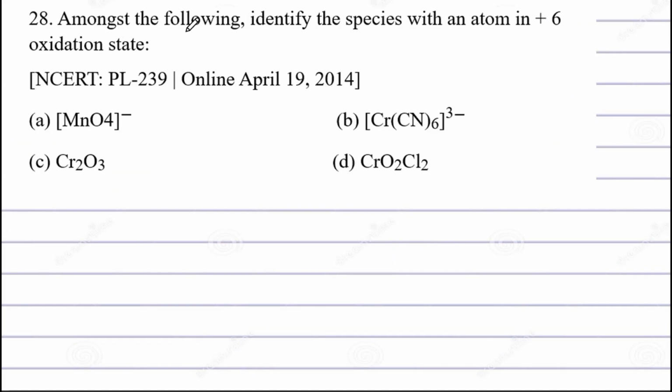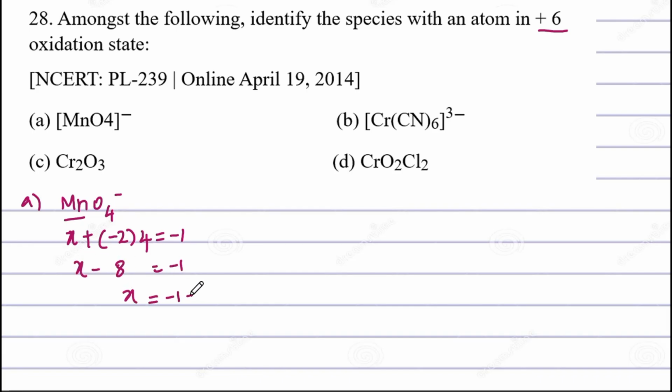Next question is, amongst the following, identify the species with an atom in +6 oxidation state. First option is MnO4-. Oxidation state of manganese, X plus oxygen atom will have the oxidation state of -2 into 4 equal to -1. X -8 equal to -1. X is equal to -1 plus 8. So the value of X is +7. So the first option is not correct.